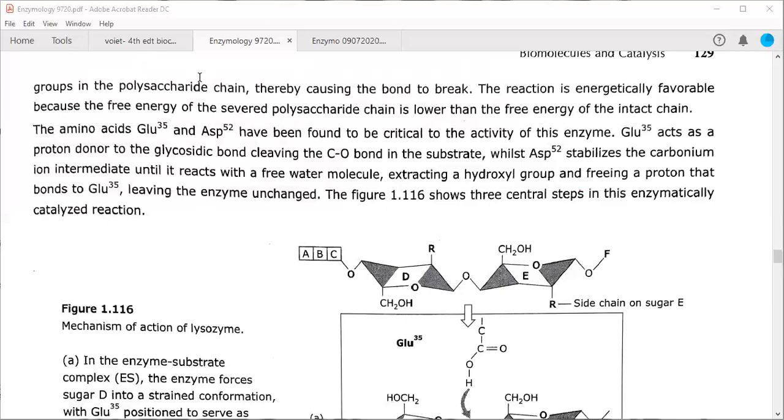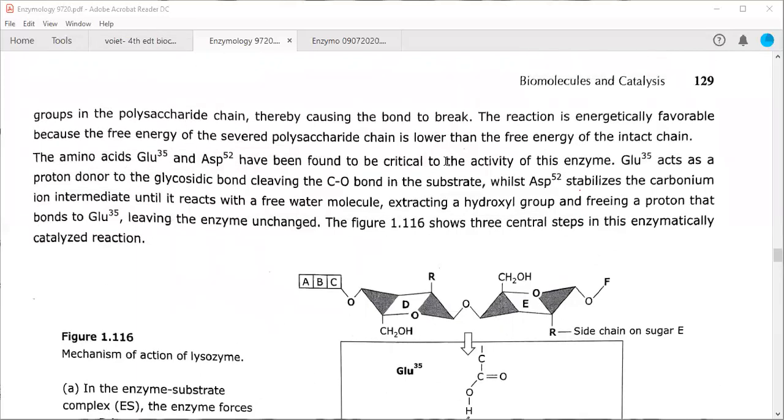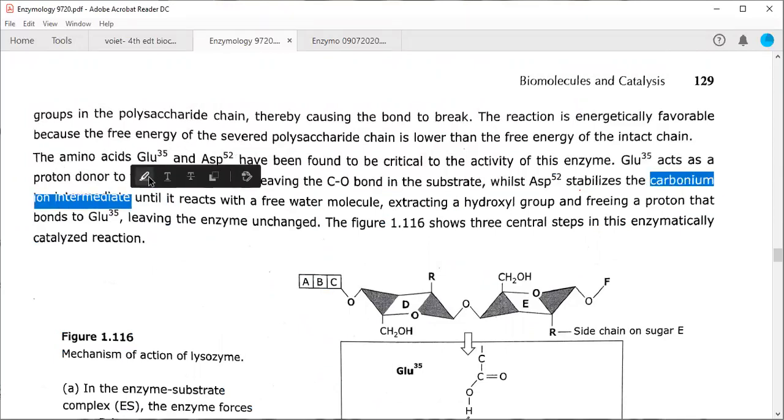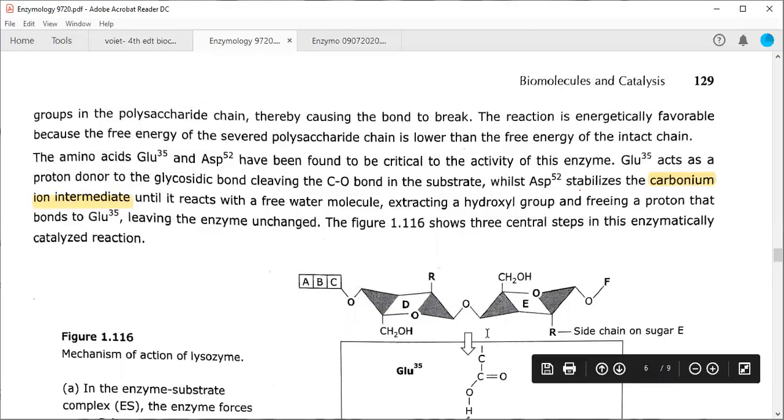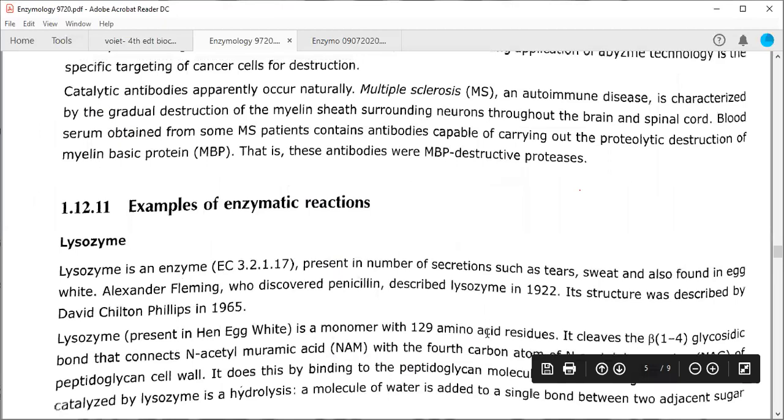We know lysozyme is an enzyme which specifically degrades the beta glycosidic bond in the cell wall of bacteria. So it will make an intermediate that is called a carbonium intermediate. This carbonium ion intermediate has been asked in one of the examinations. So you should remember this carbonium ion is formed in this particular reaction of lysozyme.